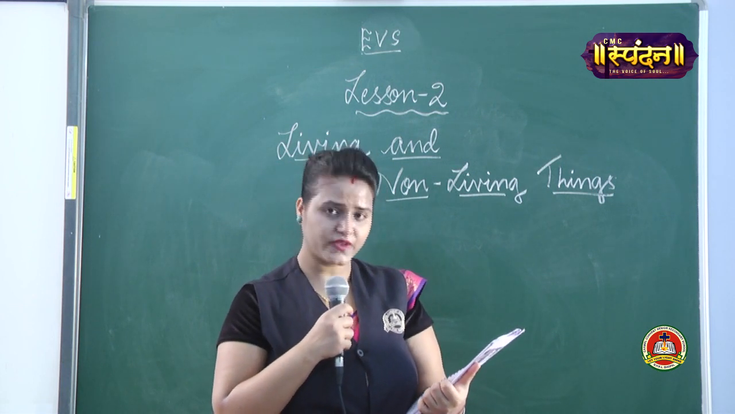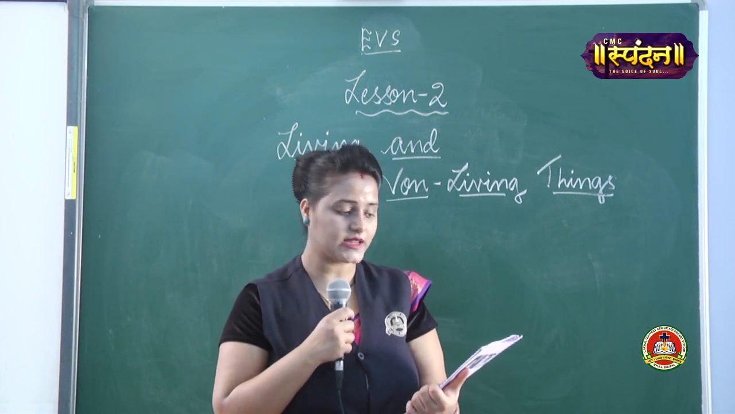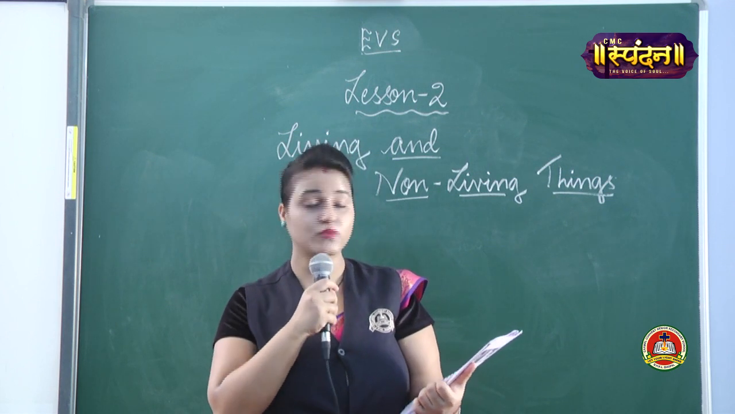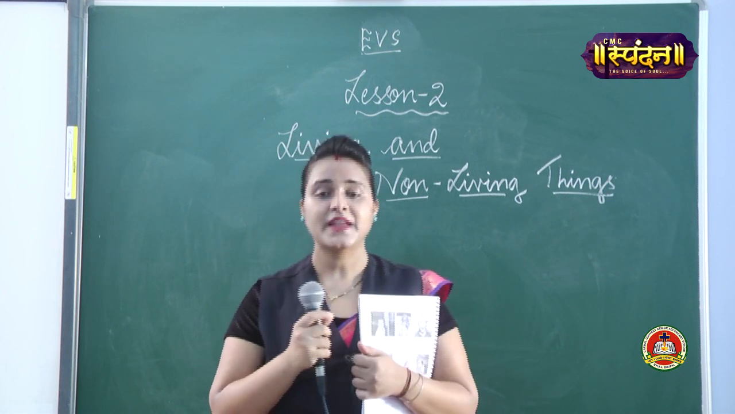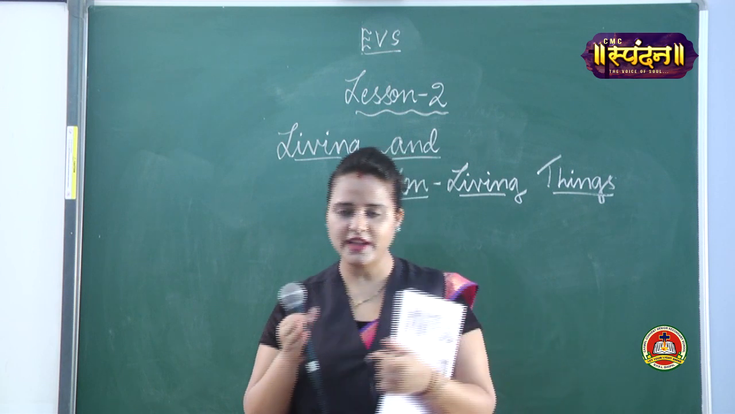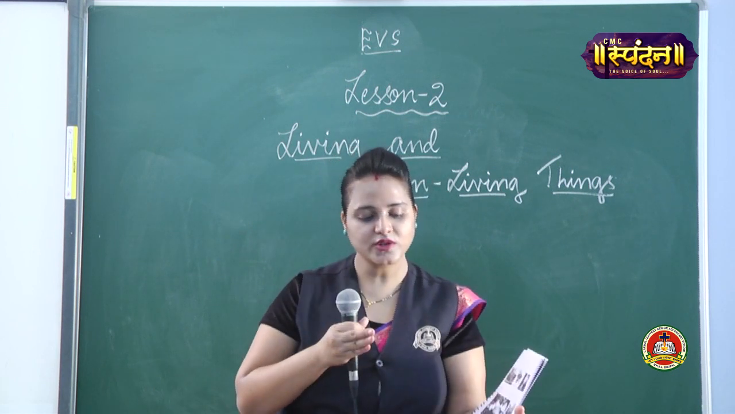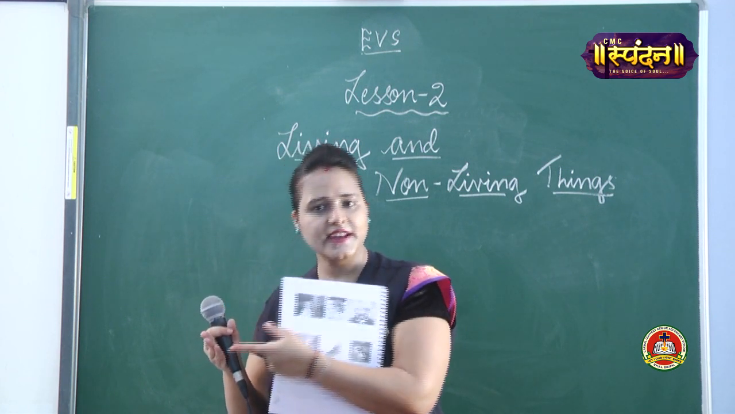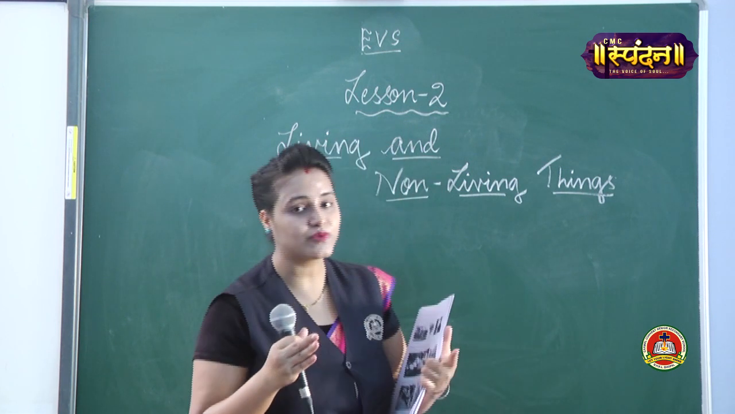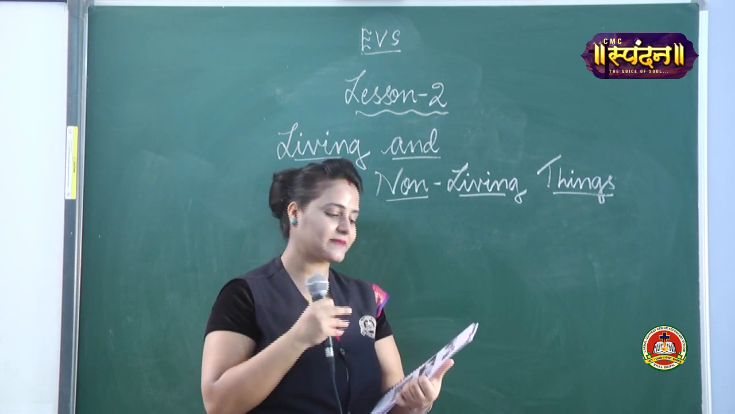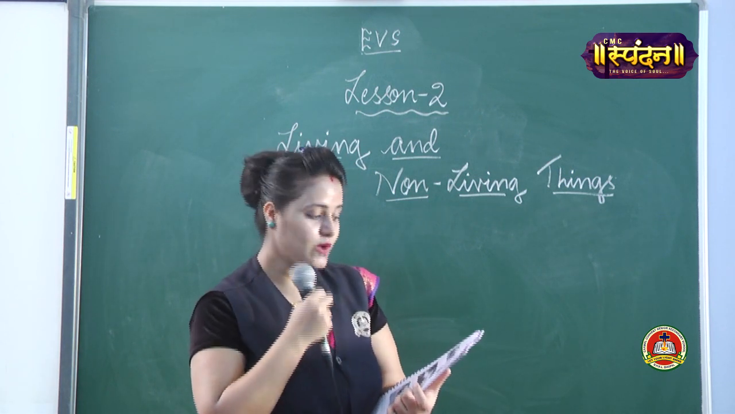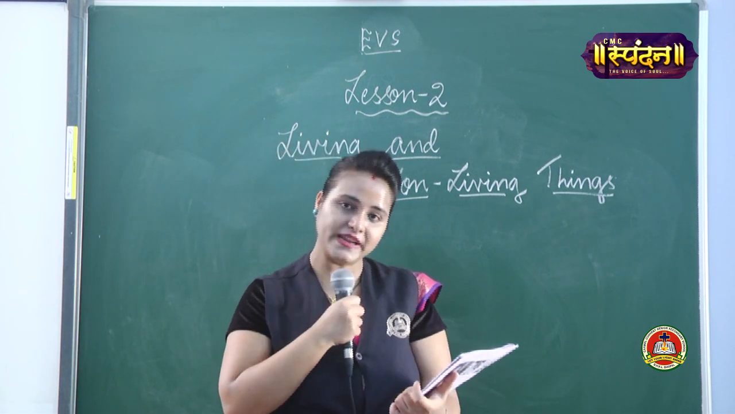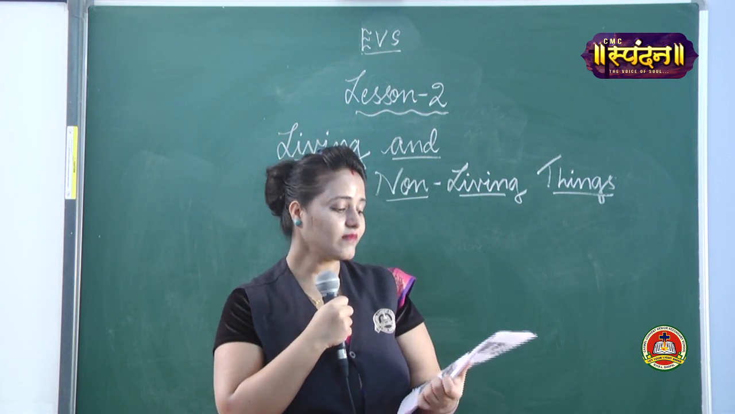Still, both are different from each other in many ways. Plants cannot move from place to place. Have you seen a plant moving from here to there? One day you came and watered the plant this side, another day you came and the plant has moved that side. No, plants cannot move from place to place. Plants are fixed to the ground. They cannot move from place to place.